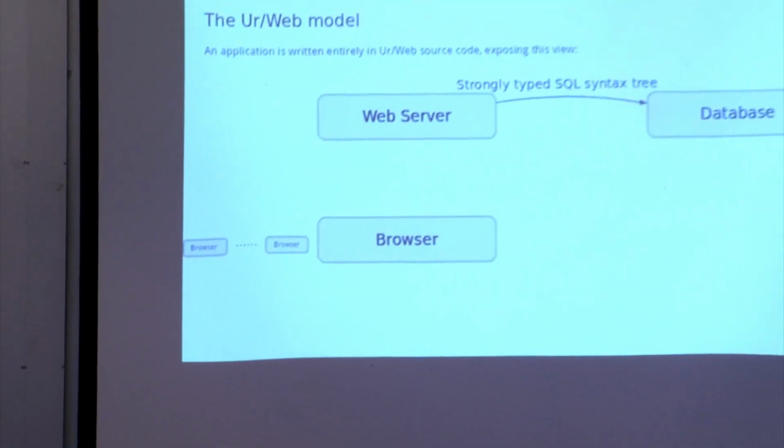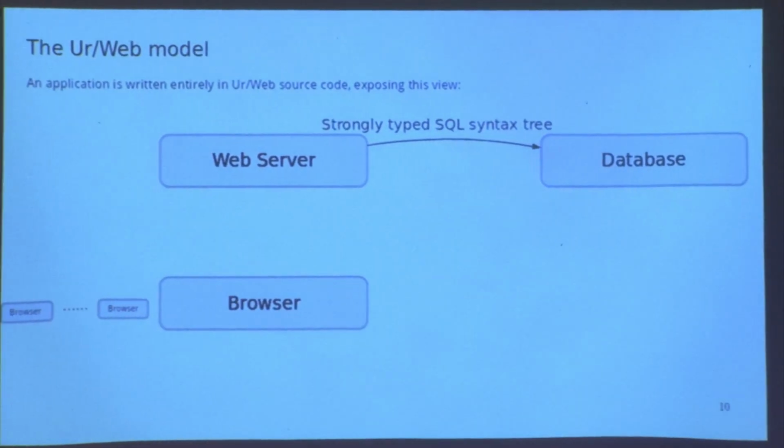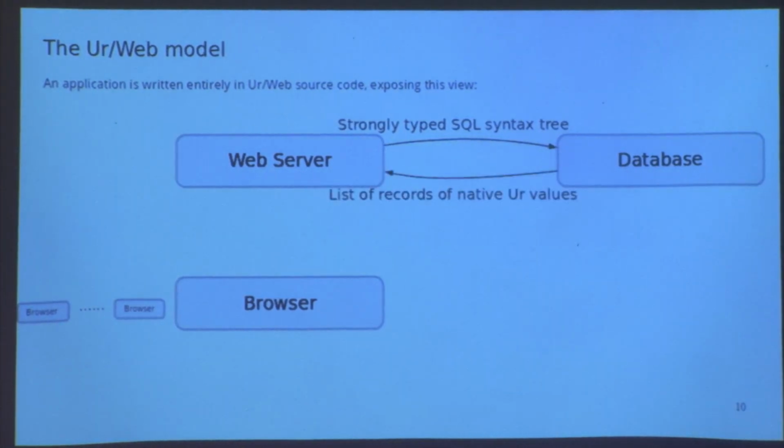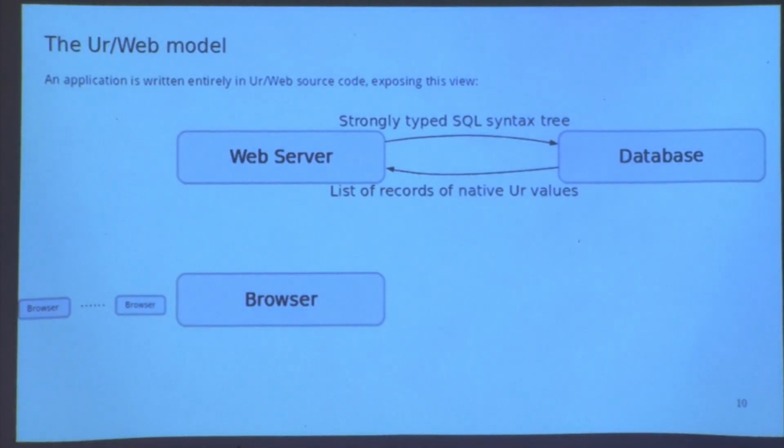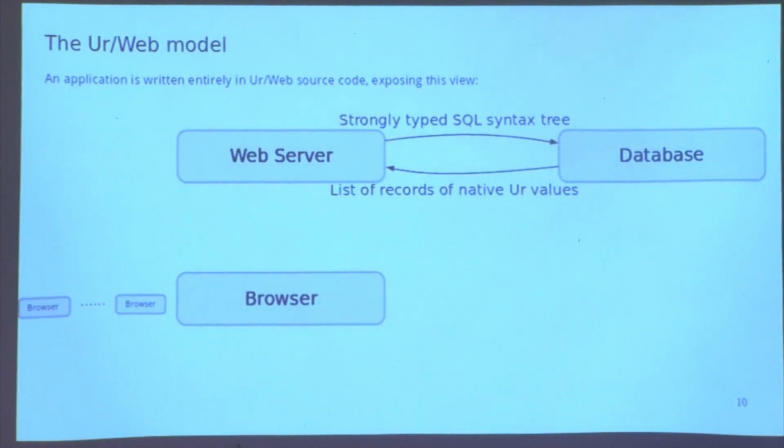And we have a database interface, which is accessed by the web server throwing queries at the database. And these are not just text in the Web model. They're strongly typed SQL syntax trees. And then the database will respond back with not text, but a list of records of native values in the programming language that we're working with. So we don't have to worry about incorrectly converting between strings and native representations or native representations in any other format that the database might traditionally be presenting to us.